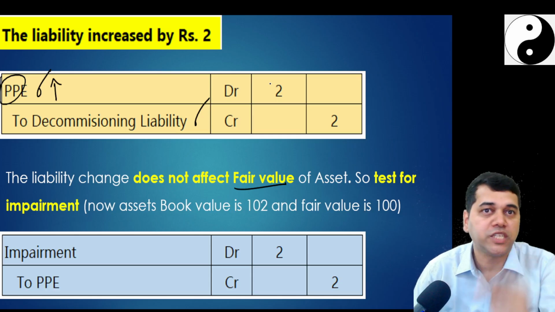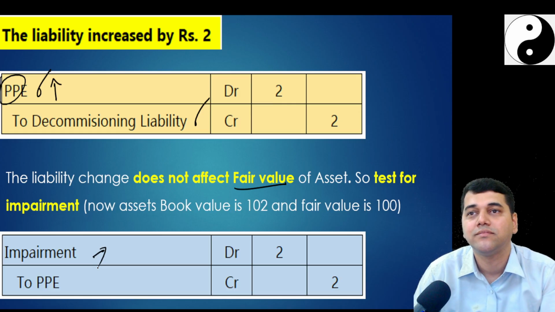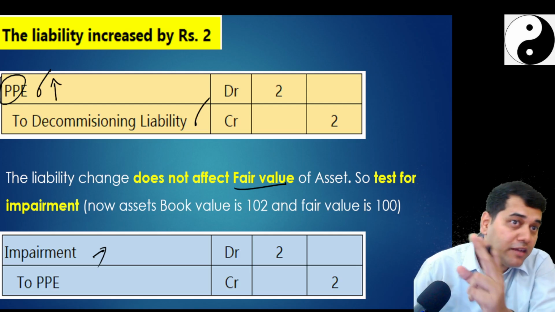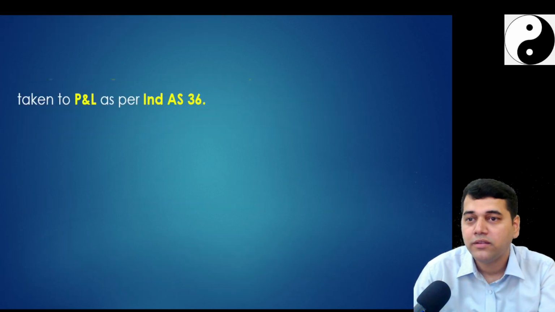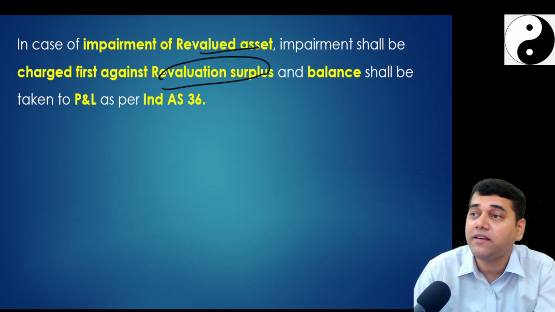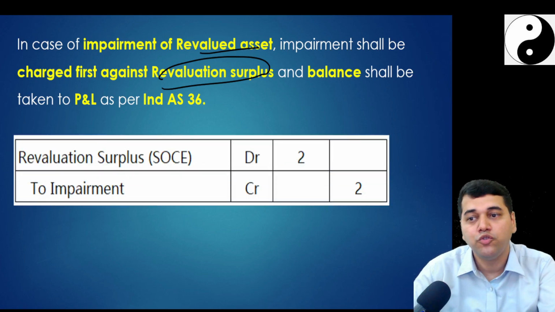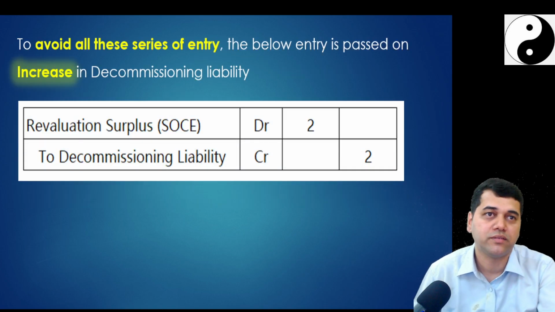Now only one question I will ask you. What do you do with this impairment? Now first you look, is this revaluation surplus available with me? Available, no? Then, instead of transferring to the P&L account, in case of revalued assets, it is first adjusted with the revaluation surplus. Previously I told you, a twist can come in the exam. So you pass one accounting entry, revaluation surplus to impairment. Ultimately, what did you pass?